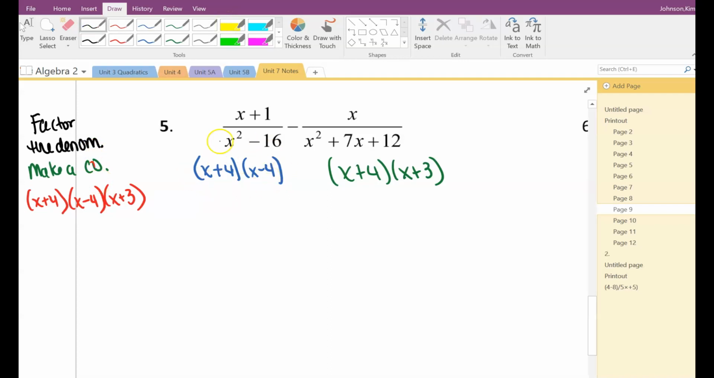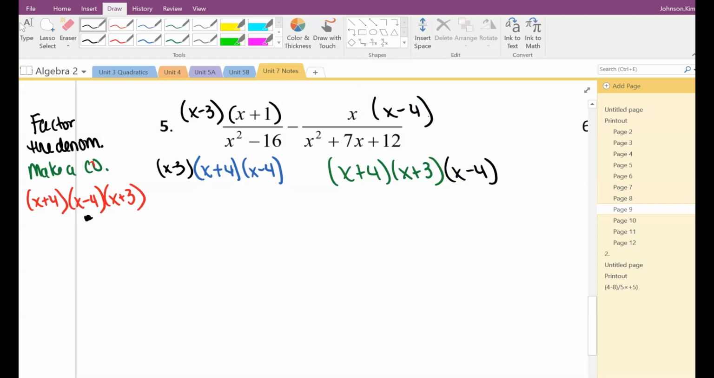And so I look at this left-hand fraction, and the denominator has the x plus 4, it has the x minus 4. It needs the factor of x minus 3. So I'm going to multiply the left-hand fraction by a factor of x minus 3. The right denominator has the x plus 4 and the x plus 3, but it's missing the x minus 4. So I'm going to multiply the right side by x minus 4.